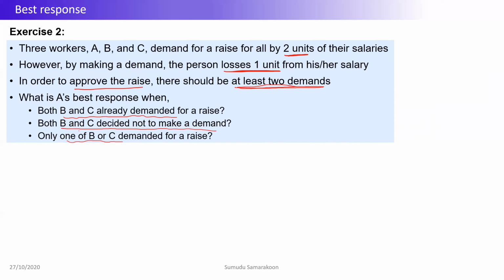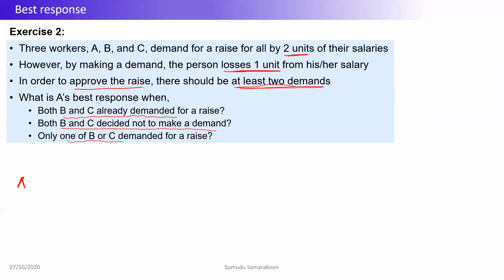So in order to analyze this scenario, let's try to go for a tree view or a tabular view to find out what the possibilities are. But instead of going through all these tabulars, let's pick these specific choices. Since we know both B and C already demanded a raise, B made a request by sacrificing 1 unit of his salary. C made a request, and then the employer has to approve it.